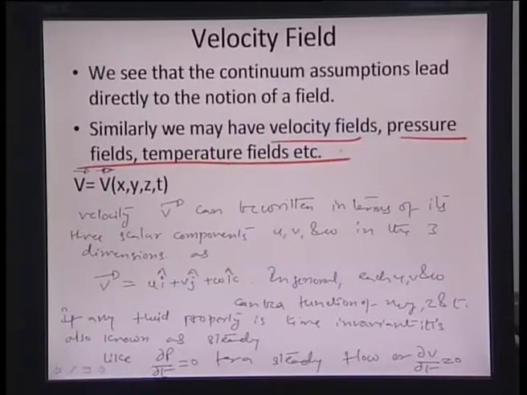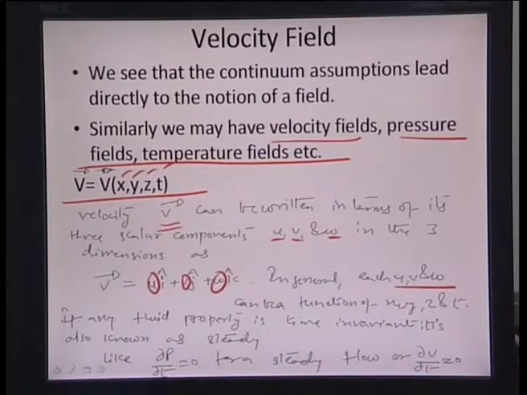We may have similar equations for velocity fields as for pressure fields, temperature fields, etc. within this volume. So, let us say vector V is a function of x, y, z and time. That is typically the case because V can be written as a summation of 3 components u, v, w in the x, y, z directions as u i cap plus v j cap plus w k cap, and in general each of these u, v and w can be a function of x, y, z and time. We can assume that.